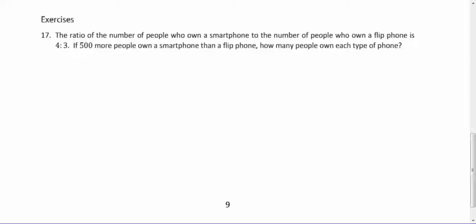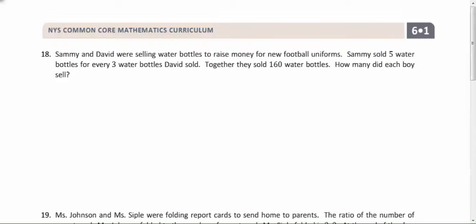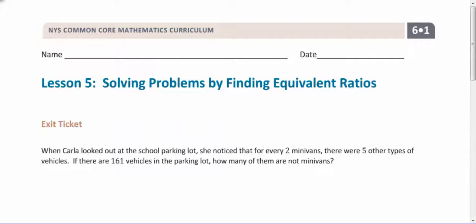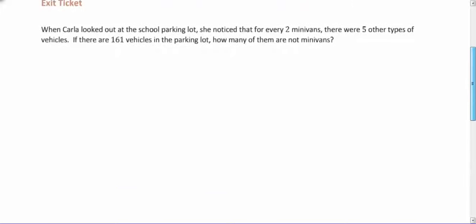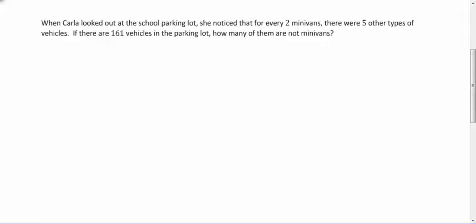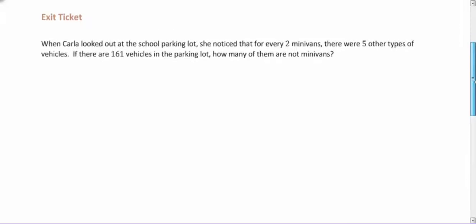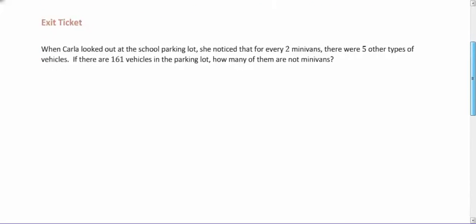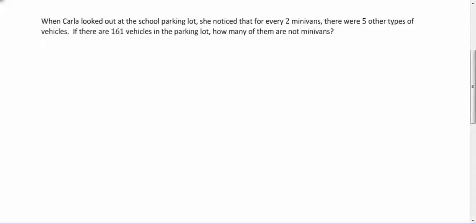So yesterday we focused on some of these ratio questions that involved them giving the total amount. So let's take a look at this example. This is the lesson 5 exit ticket. It says, when Carla looked out at the school parking lot, she noticed that for every 2 minivans, there are 5 other types of vehicles. If there are 161 vehicles in the parking lot, how many of them are not minivans?